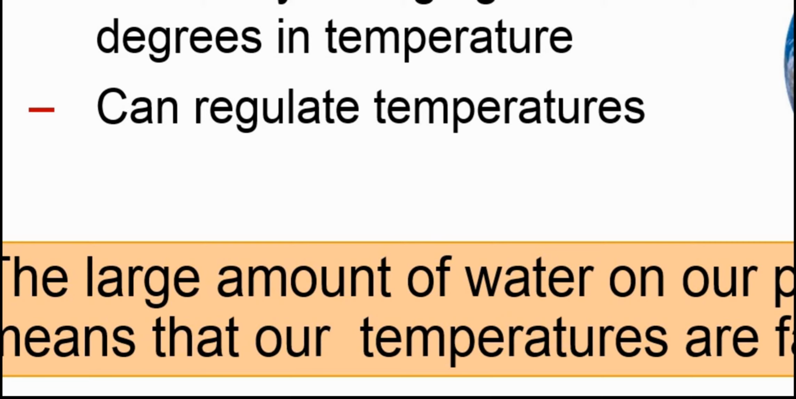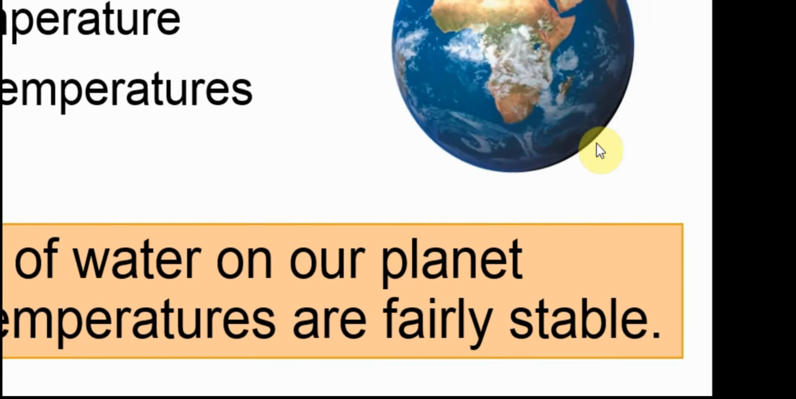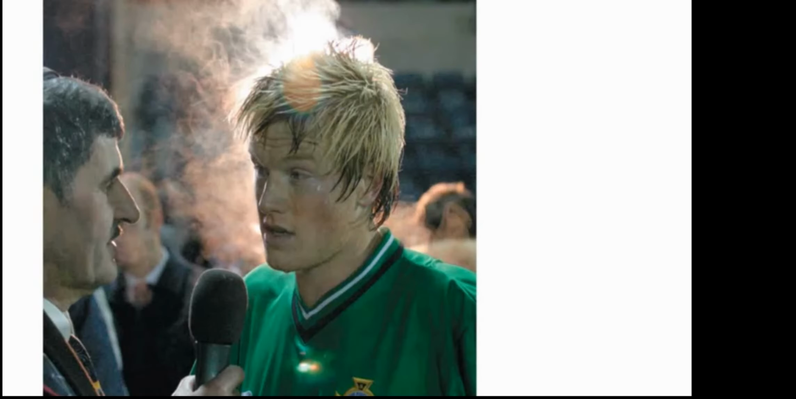So this neat ability for water to have that heat capacity means that water is a good way to regulate temperatures, either within living systems like us, or if we think about our oceans over the whole planet, the large amount of water on our planet means that our temperatures are fairly stable. We don't have extreme temperature changes all over the planet going on all the time. We ourselves can use water to regulate our own temperature.